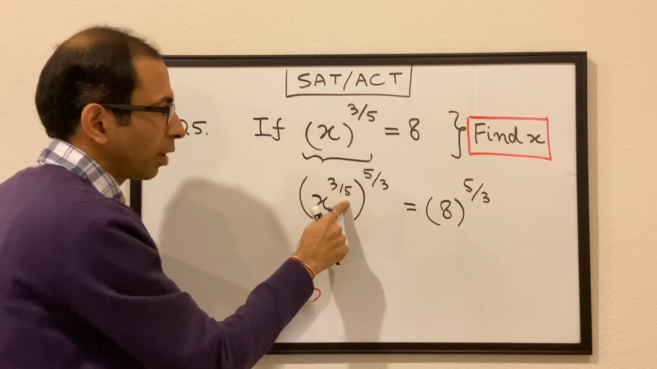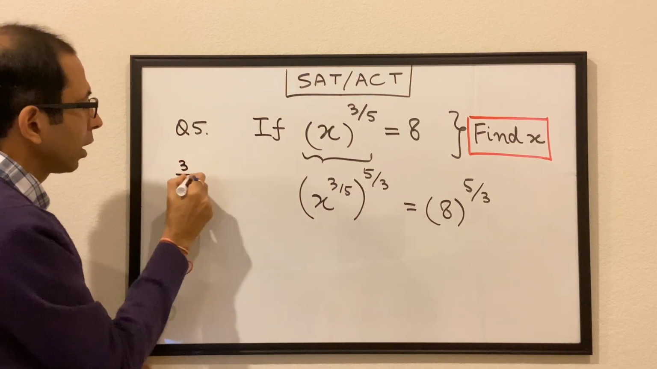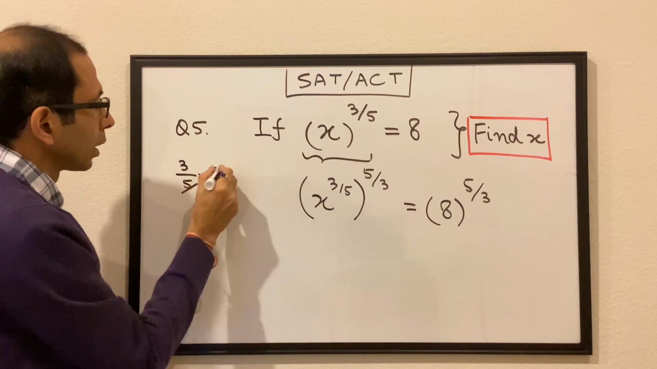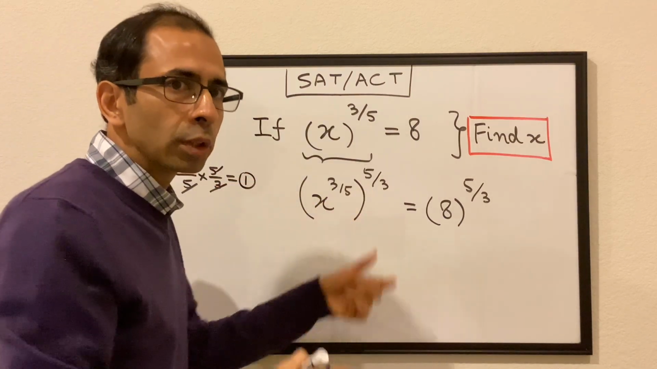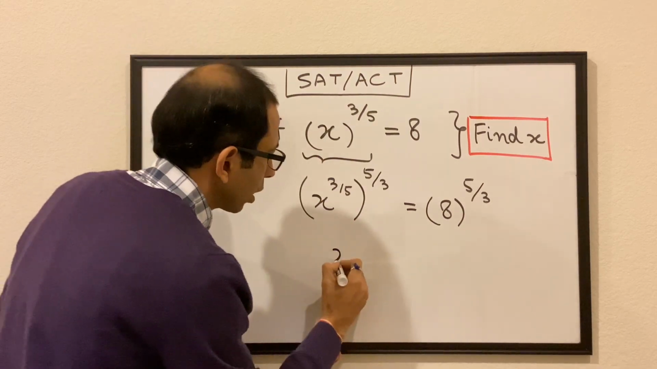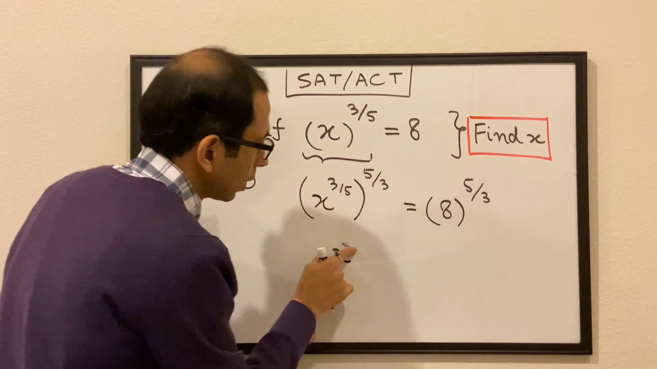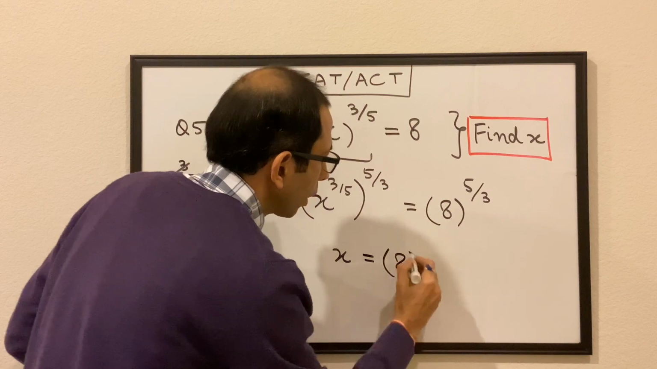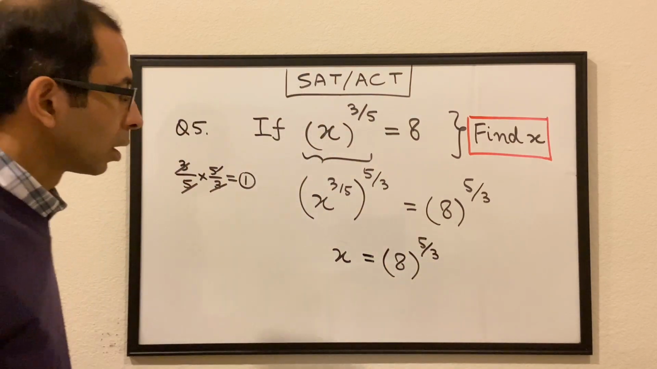So when 3 by 5 is multiplied with 5 by 3, 3 by 5 times 5 by 3 will be equal to 1, correct? So we will get x to the power of 1, or x, which is what we are looking for. So this becomes x to the power of 1, or essentially x, and that is equal to 8 to the power of 5 by 3, correct?